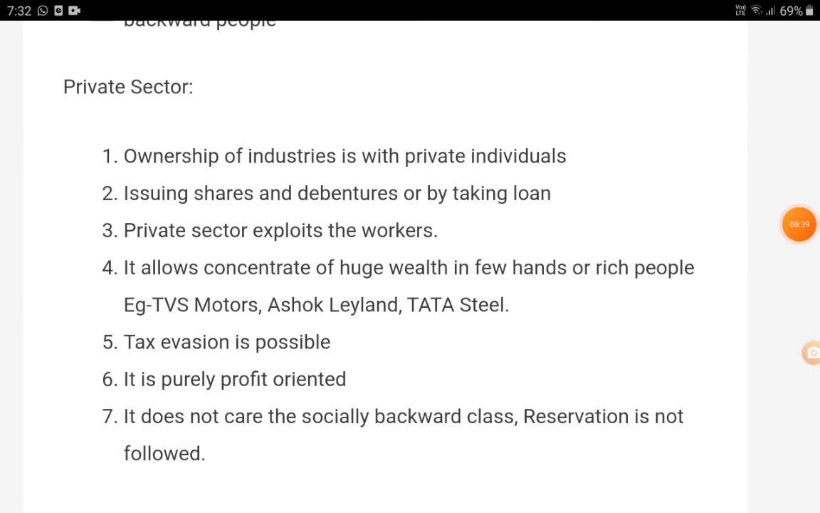Next, private sector. Ownership of industries is with private individuals, by issuing shares and debentures or by taking loans. Private sector exploits the workers. It allows concentration of huge wealth in a few hands or rich people. Example, TVS Motor, Ashok Leyland, Tata Steel. Tax evasion is possible. It is purely profit oriented. It does not care about the socially backward classes. Reservation is not followed.